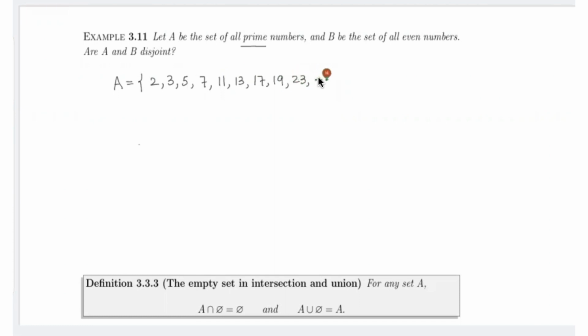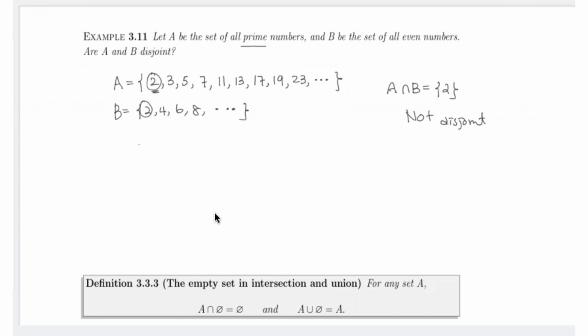Since B is a set of all even numbers, 2 would be in that, which means it's not disjoint, right? Right, it's not disjoint. Very good. So 2 is the only even prime number. A intersect B is equal to the element 2, because 2 is here and 2 is here, so it's not disjoint.